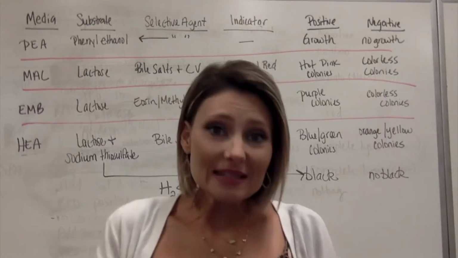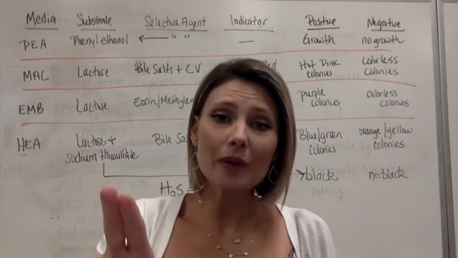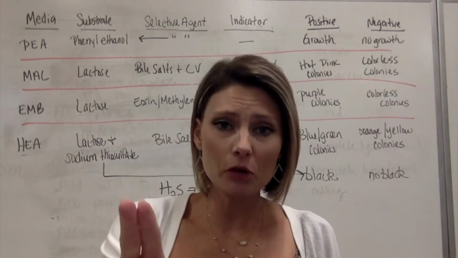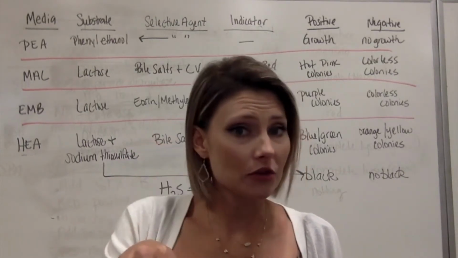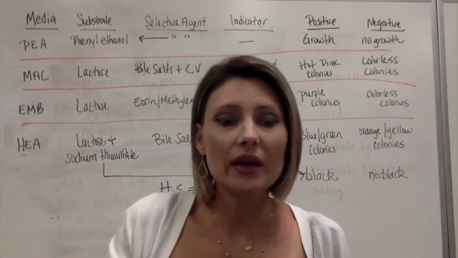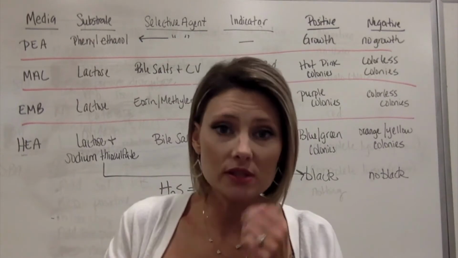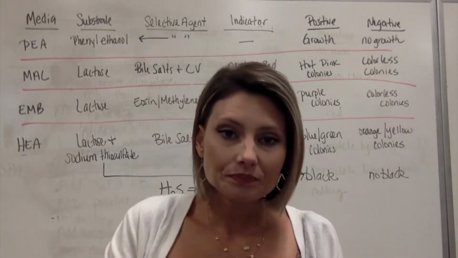So for EMB today, we have 3 bacteria. E. coli is going to give me the green sheen. Enterobacter aerogenes is a gram-negative fermenter, so it's going to grow and it's going to give me the purple colonies without the green sheen. And then Pseudomonas is our gram-negative non-fermenter. So it's going to grow, but it's going to give me colorless colonies. So that's my 3 bacteria that I'm going to use for EMB.